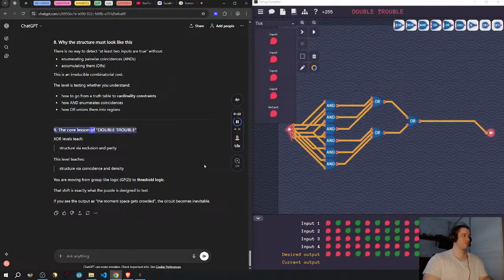9. The core lesson of double trouble. XOR levels teach structure via exclusion and parity. This level teaches structure via coincidence and density. You are moving from group-like logic, GF(2), to threshold logic. That shift is exactly what the puzzle is designed to test. If you see the output as the moment space gets crowded, the circuit becomes inevitable.